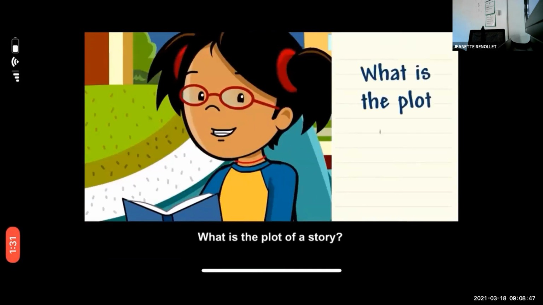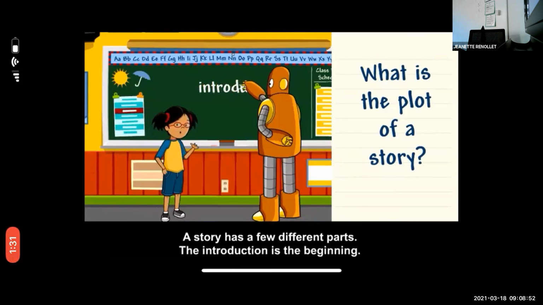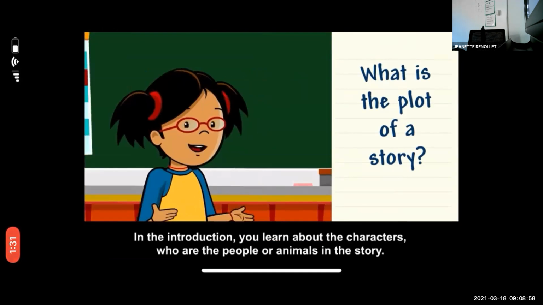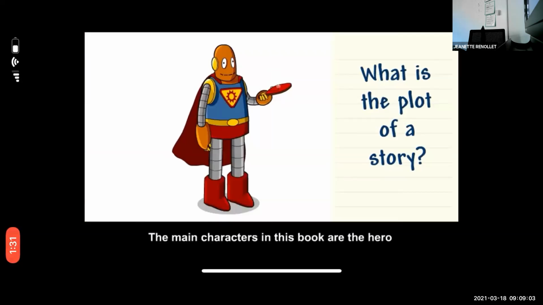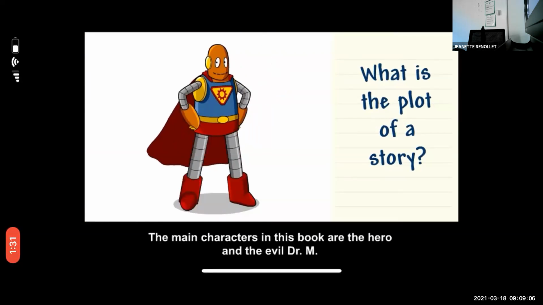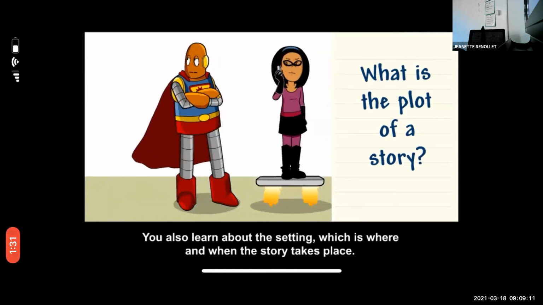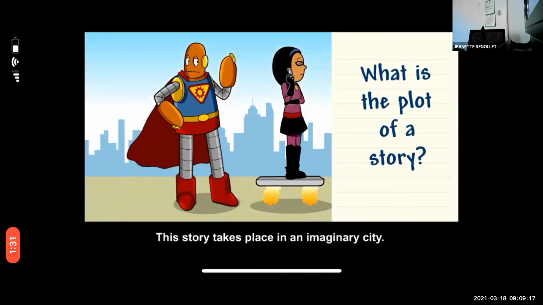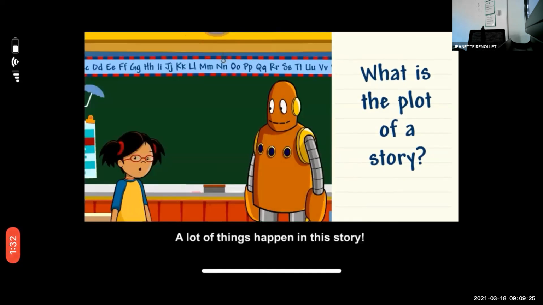What is the plot of a story? A story has a few different parts. The introduction is the beginning. In the introduction, you learn about the characters, who are the people or animals in the story. The main characters in this book are the hero and the evil Dr. M. You also learn about the setting, which is where and when the story takes place. This story takes place in an imaginary city. The plot is all the events that happen in the story.